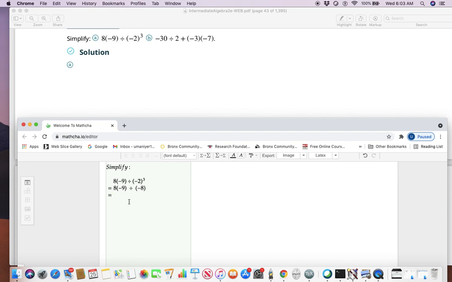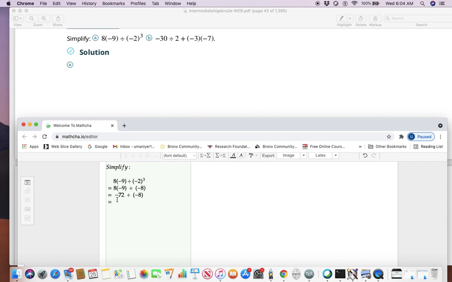Now I have here multiplication and division. They have the same priority, multiplication and division. So you go from left to right. So first you multiply these two. Positive 8 times -9 is a negative. 8 times 9 is 72 divided by -8.